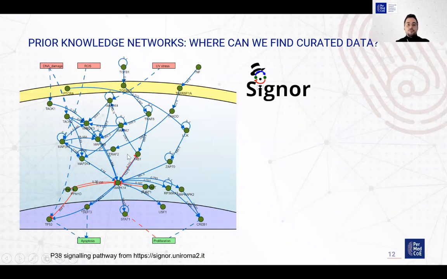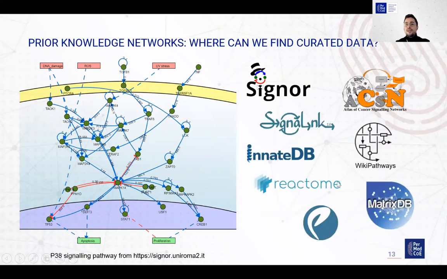Here is an example of the signaling pathway that I retrieved from the Senior database. We can have this kind of representation of the different receptors and the different proteins, which lead to different cascades of communication within the cell, and the outcomes that can follow depending on the activated pathway within the cell. But this is not the single resource that we can find. There are many, many more databases that we can check, and so this is a problem, right?